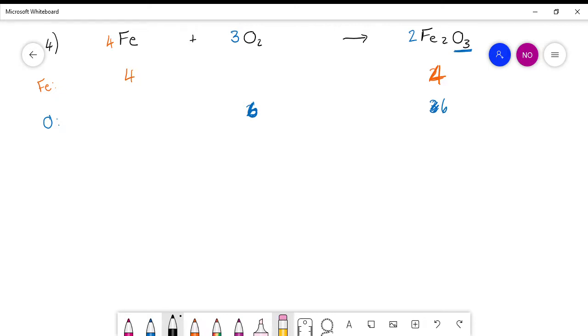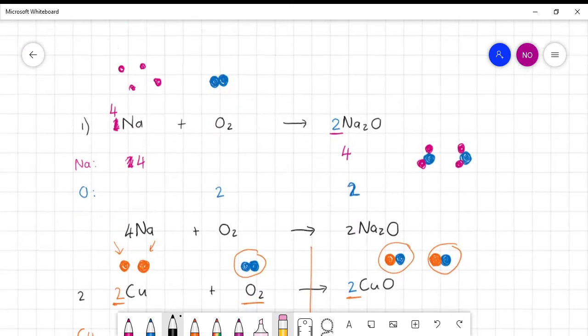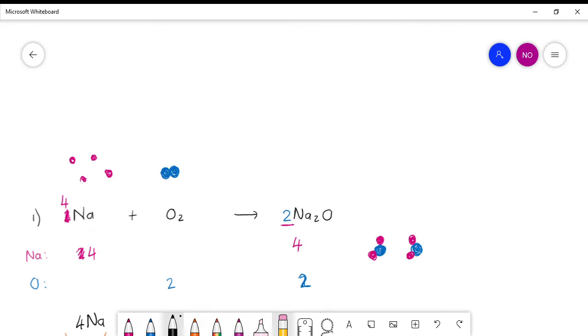So remember we said yesterday when we were looking at these? Remember 4 pink ones, 2 blue ones, 4 pink ones, 2 blue ones. The type and the number of atoms must be the same before and after the reaction takes place.